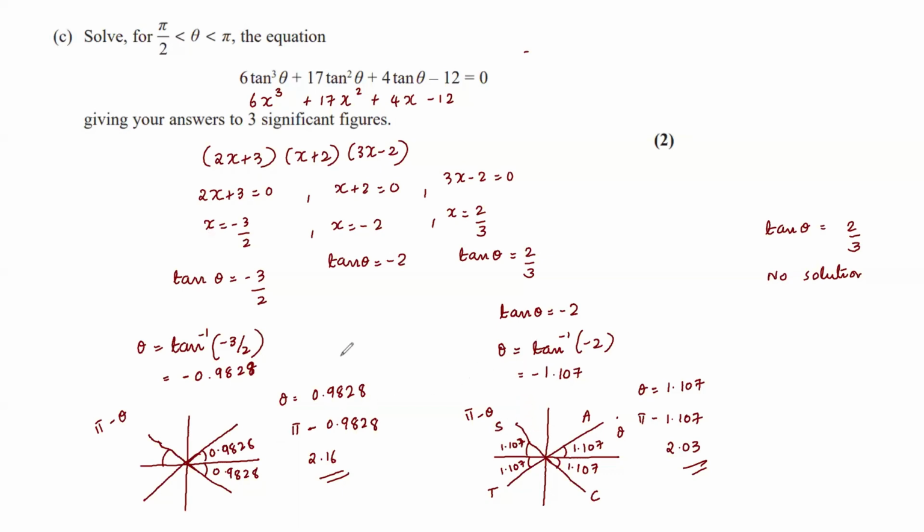Here we got the solutions in the first and the second case because we were getting negative answers. So the right hand side is minus 2 and minus 3 by 2. That is possible because in the second quadrant, tan is negative. Whereas for the last case here, tan theta is 2 by 3. Tan values are negative in the second quadrant, so this is not possible. There will not be any solution to this. So your final answer will be 2.16 or 2.03. That's how we do this.